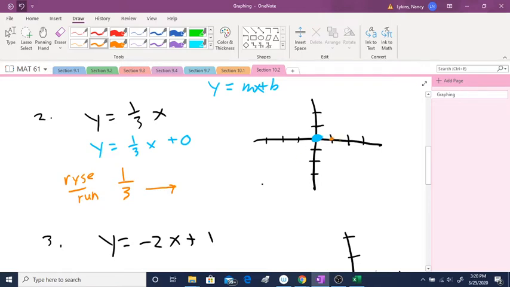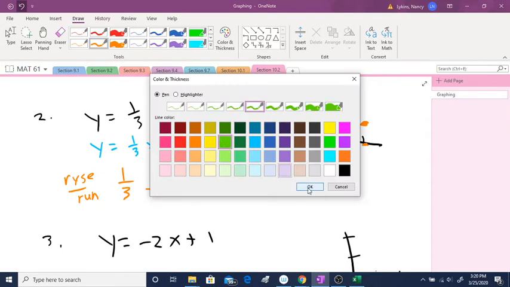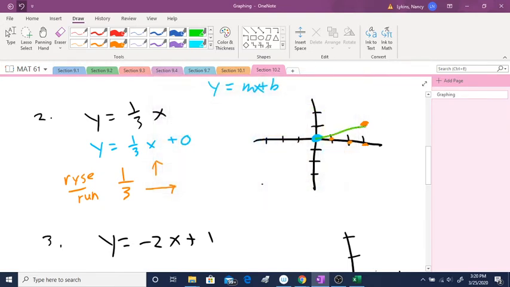So I'm going to go 1, 2, 3. And this 1 means I'm going up from my blue dot. So that's my new point. So if I connect the dots, voila, there you go. Now notice one other thing too. Not only is the starting point 0, but it's going upward. The green line is going upward because the slope, in this case the 1/3, is positive. If it was negative, it would be going downward.